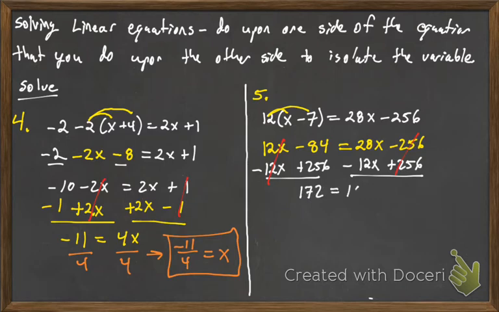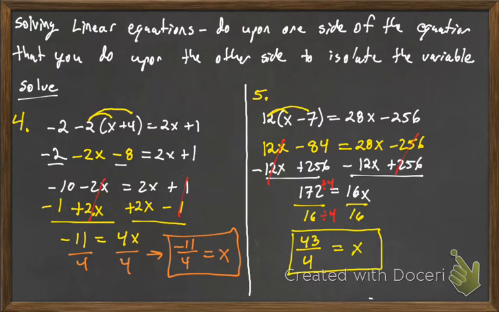So we're going to have 172 is equal to 16x. We'll divide both sides by 16, and we can reduce by 4. So you can divide the top and the bottom by 4. That's about the best we could do. So we do want to reduce our fractions. So we divided the top and the bottom by 4 to reduce our fraction, and we're left with x.